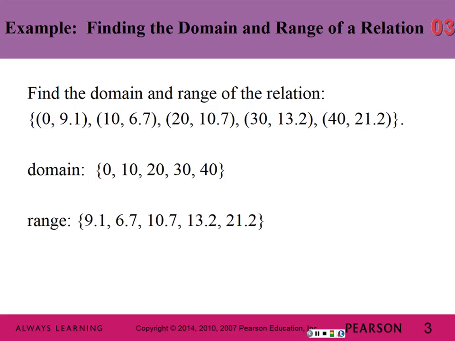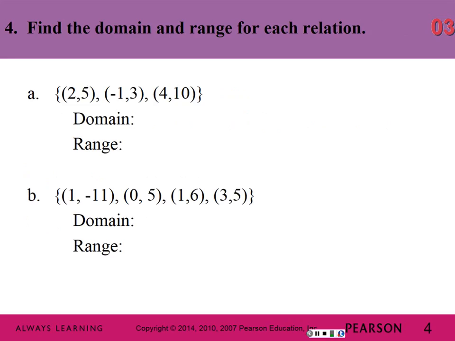The range are all of what you think of as the Y values. It's the second component in every ordered pair. So the range is 9.1, 6.7, 10.7, 13.2, 21.2. So now you work with me. What is the domain of the set of ordered pairs (2, 5), (-1, 3), and (4, 10)? What is the domain and what is the range? Write down what you think on your notes.